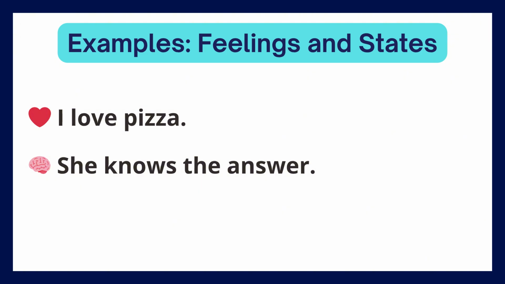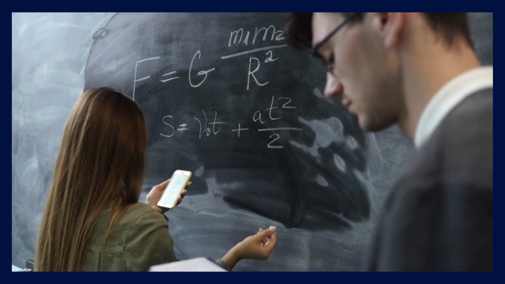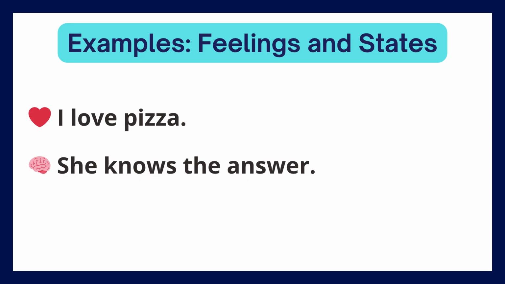She knows the answer. In this sentence, knows is not an action happening right now. It describes a state of mind. It means she has that knowledge. It's something that she possesses mentally. We use the simple present here because it expresses a permanent state or fact, not a short action. So verbs like know, believe, understand, and remember are usually used in the simple present, not in continuous form. We're going to see the present continuous in another video.